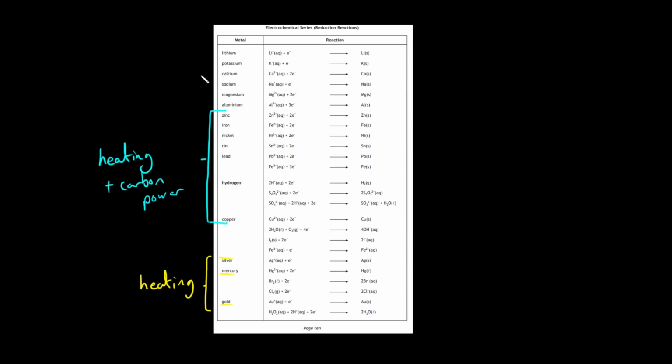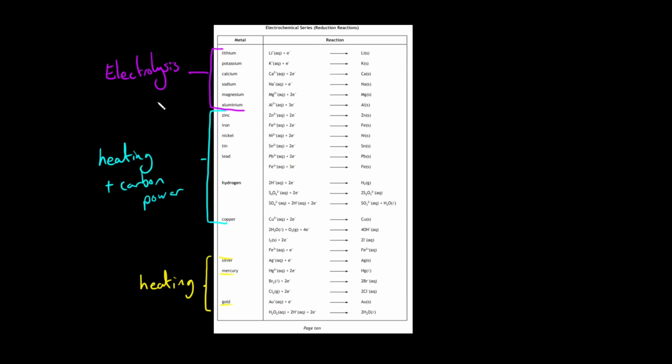And then finally, at the top, we've got our most reactive metals. So anything above aluminium on this list, to extract it, we would have to use a lot of energy because these metals are very reactive, and electrolysis, using electricity to break up the metal ore, is how we'd extract anything from including aluminium and up.